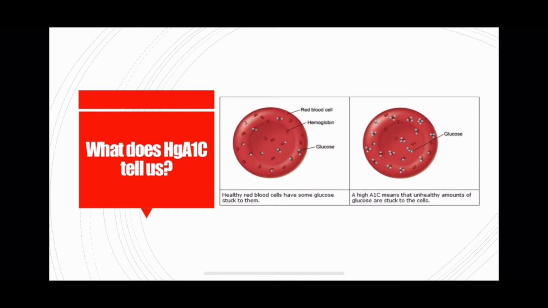So if we look at this diagram, it shows you a healthy red blood cell. It has some glucose stuck to it. You can see the glucose, the hemoglobin. And then if you look at the other one, it is a high A1C. That means an unhealthy amount of glucose is stuck to the cell. And you can also see that there.